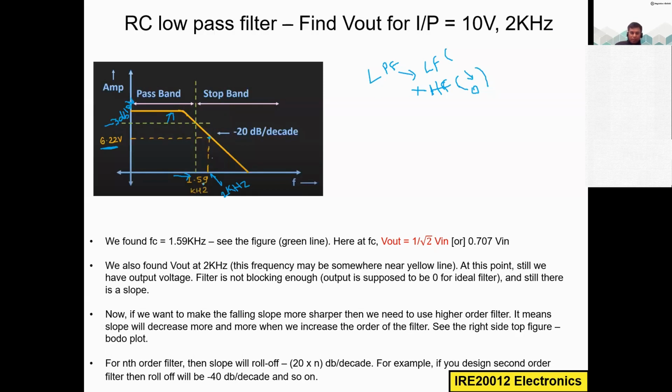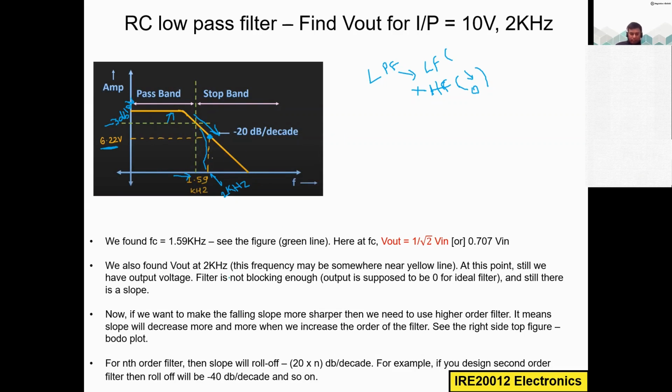But here, I have already increased the frequency to 2 kilohertz. It's over the cutoff frequency, but the output is not yet 0. It's still falling down slowly. At 2 kilohertz, I am still getting 6.22 volt at the output. Why? Because the falling of the curve is not sharp. It's just going linearly. That's not really what we want. We want the curve to fall down as soon as possible, and when I increase the frequency, the output should be 0.